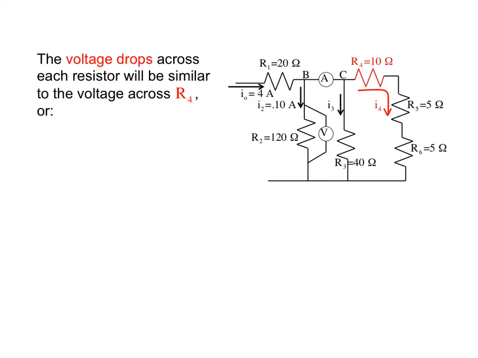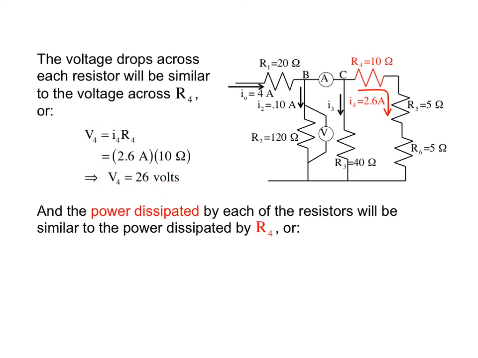The voltage drops across the various resistors would require Ohm's law. I'm going to do it for R4. So here's V equals IR. Here are the numbers placed. Turns out that the voltage across R4 apparently was 26 volts. If we wanted the power dissipated across any of the elements, again, I'm going to do it for R4. Power dissipated by a resistor is determined using I squared R, put in the numbers, apparently it's 67.6 watts.